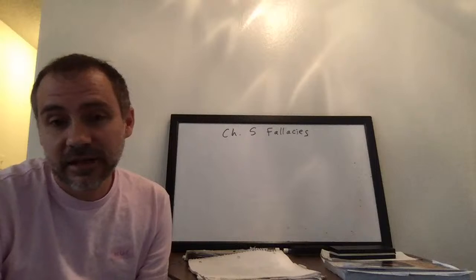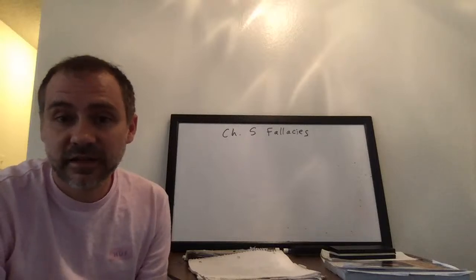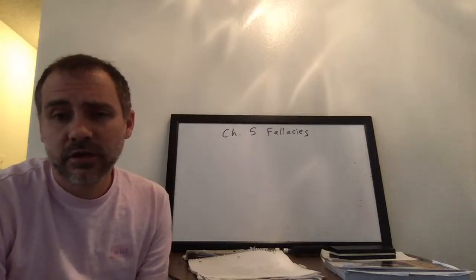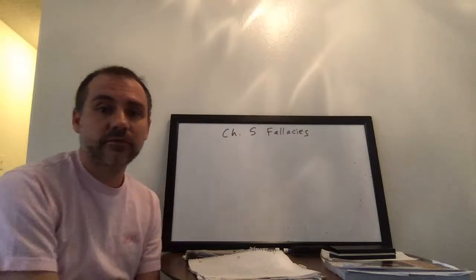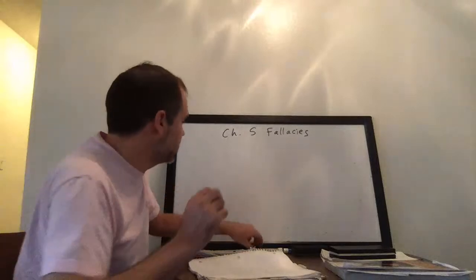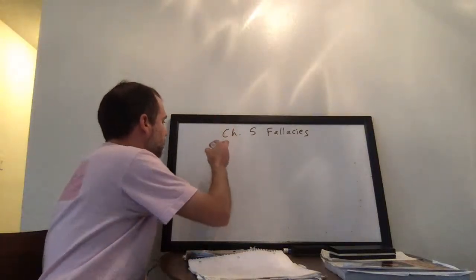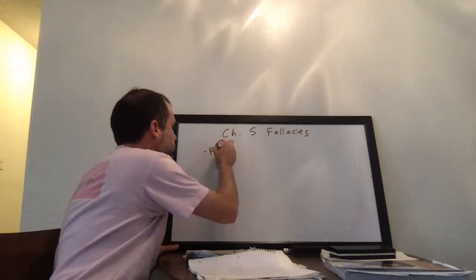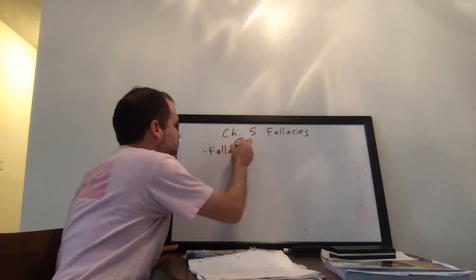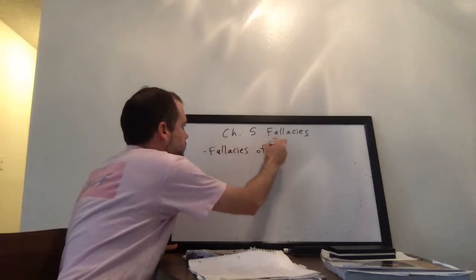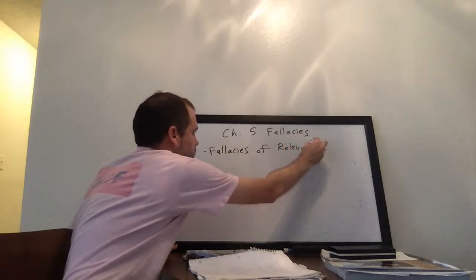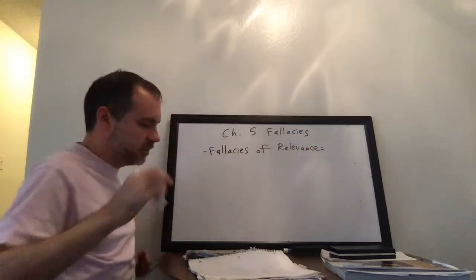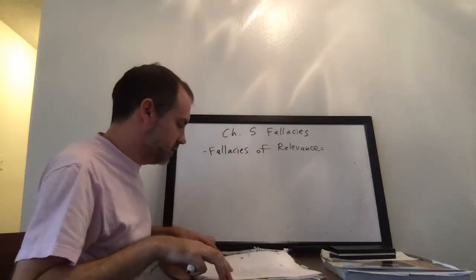We're staying on the same chapter and topic, which is fallacies. That's chapter 5. And now we're moving on to the second category of fallacies, which are called fallacies of relevance. Okay, so let me put that up here, and then we'll go over the concept of that. Okay, so fallacies of relevance, that's the topic of the day.